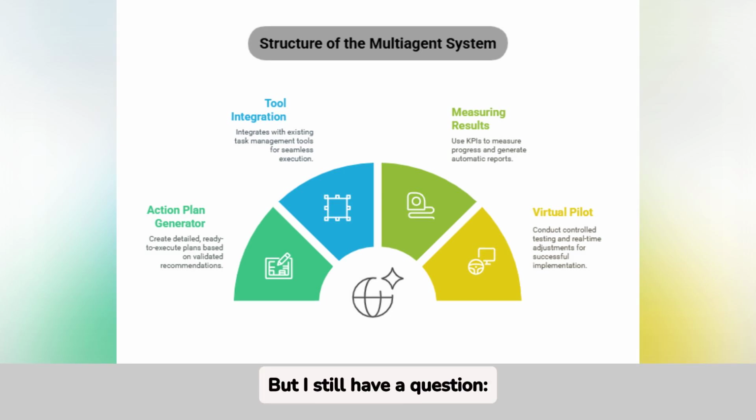But I still have a question. Who leads this implementation? Who ensures it's done step by step, and that if something doesn't work, it's fixed? That's the job of the next agent, the virtual pilot within the implementation agent. They lead the controlled testing before scaling the improvement. They monitor, adjust in real time, and ensure that each action translates into measurable results.